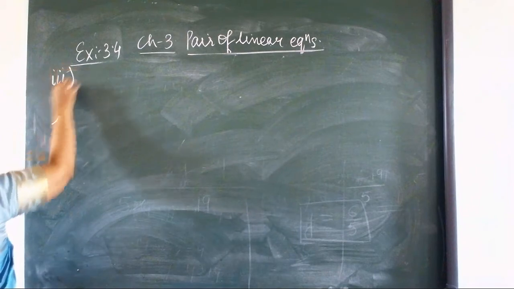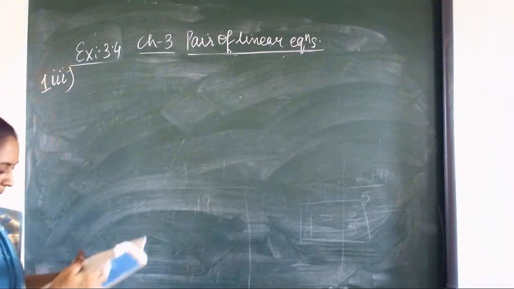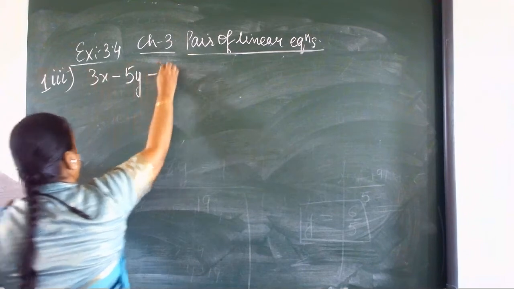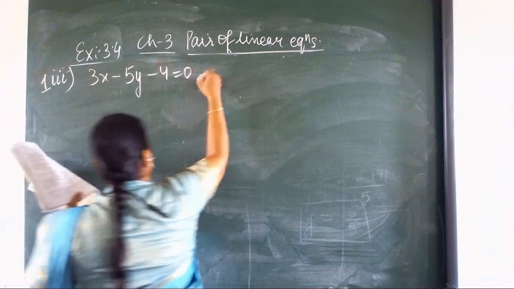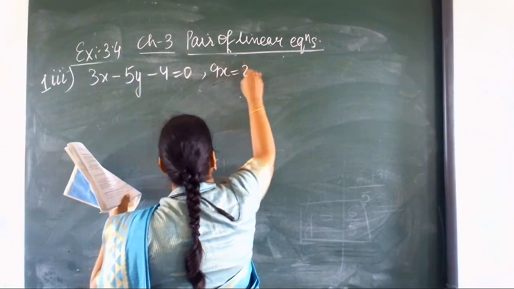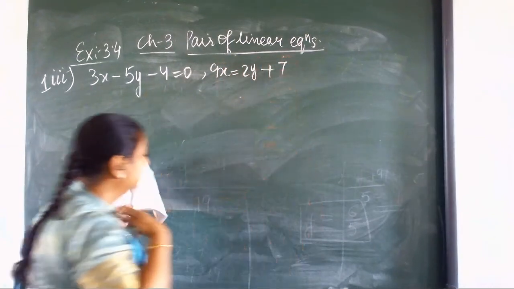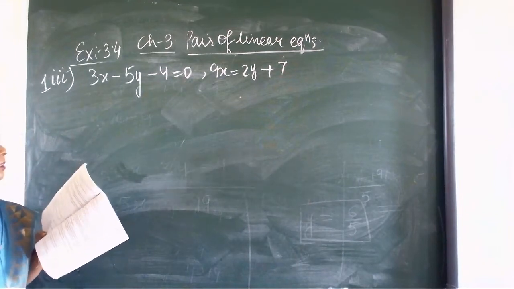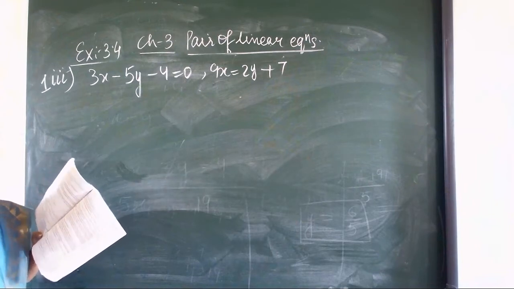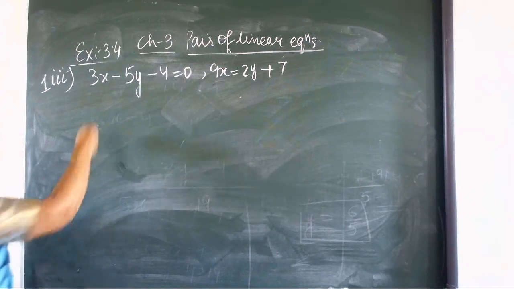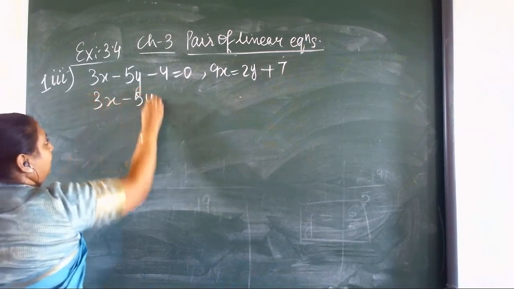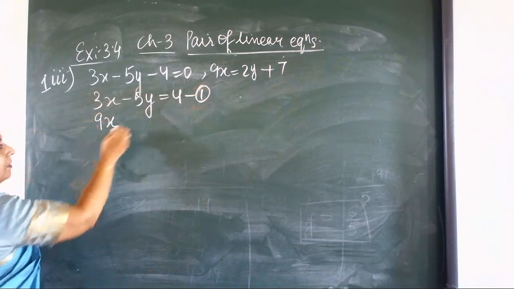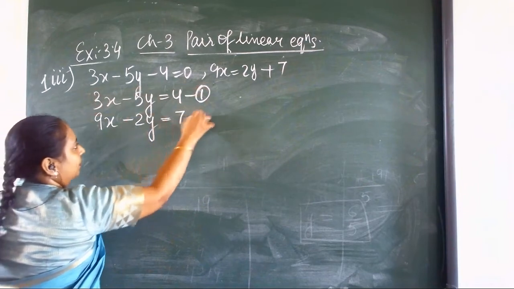Now solving question number 1, third part. 3x minus 5y minus 4 is equal to 0, and the other equation is 9x is equal to 2y plus 7. Now first we simplify the equations in the standard form. 3x minus 5y is equal to 4, this is equation 1, and the other equation is 9x minus 2y is equal to 7. This is second equation.